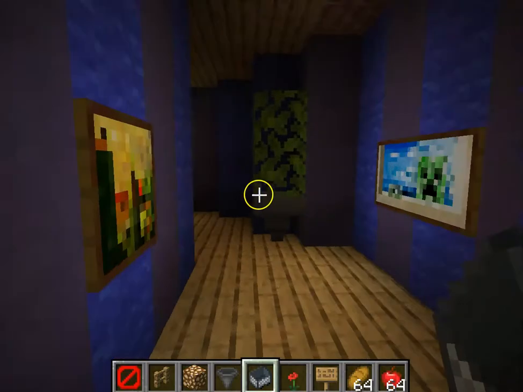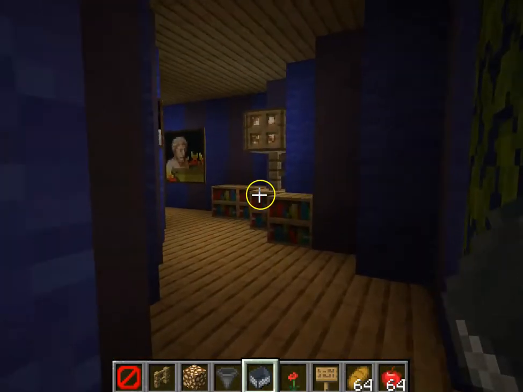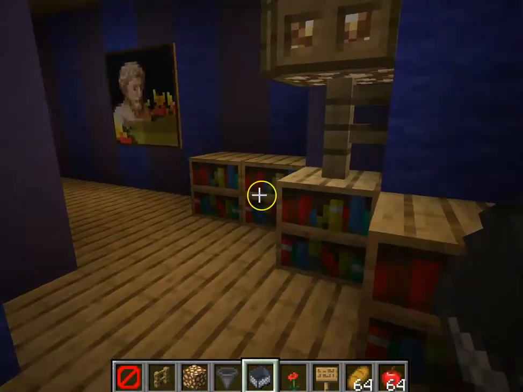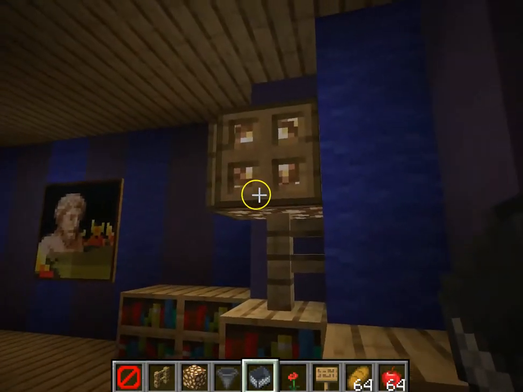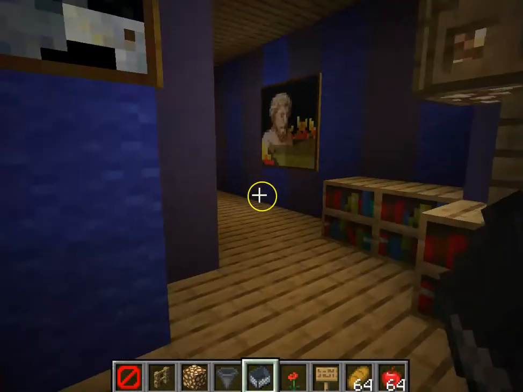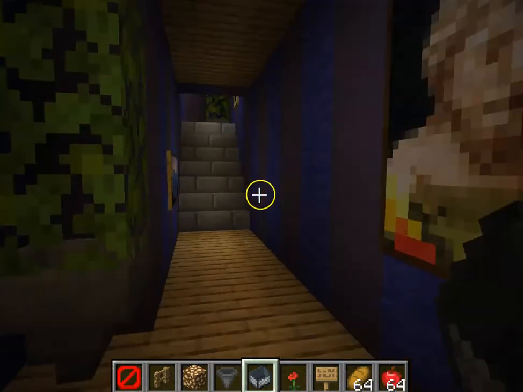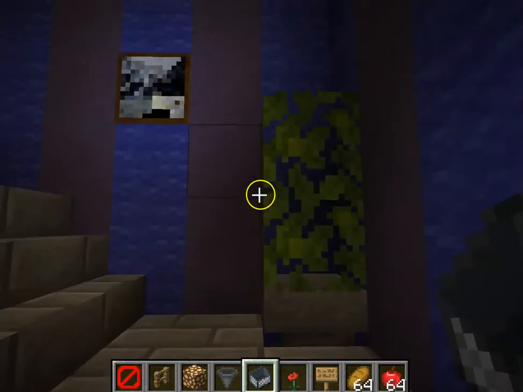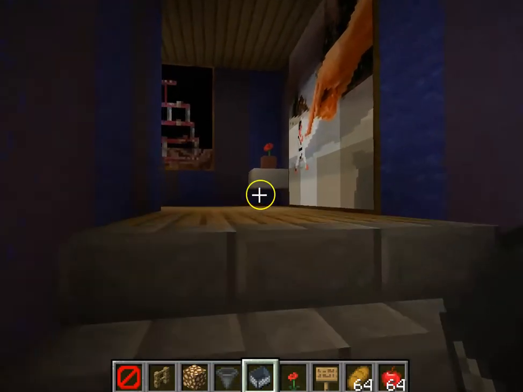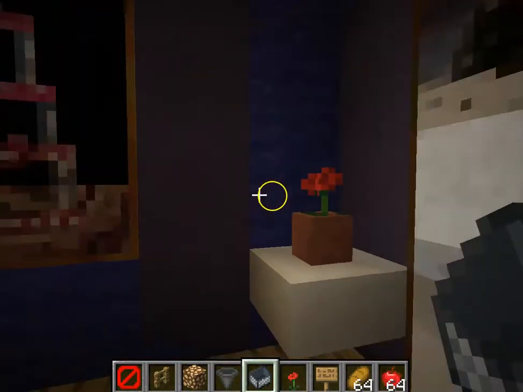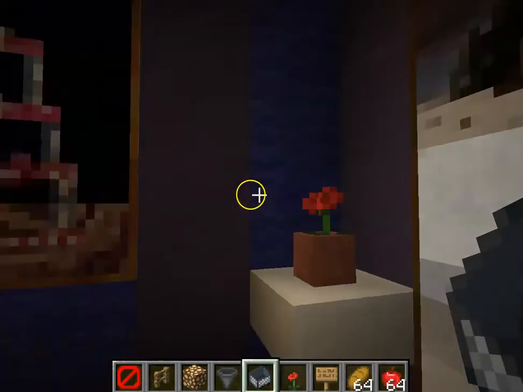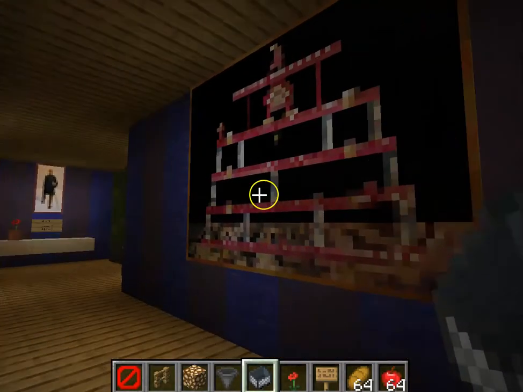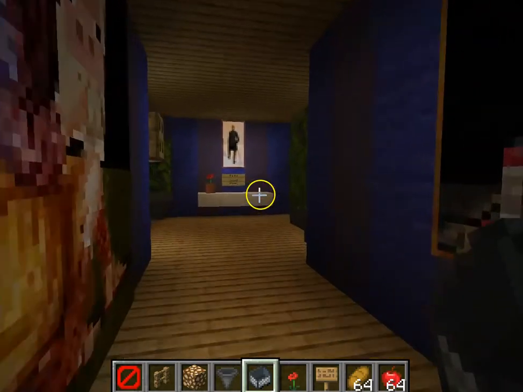Wow, this is such a cool house. So many books to read. I love the lights and the loads of pictures. Okay, let's see what's up here, shall we? See the hand and the man. Oh, and that looks an interesting picture.